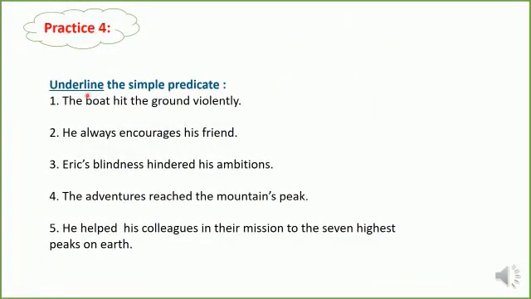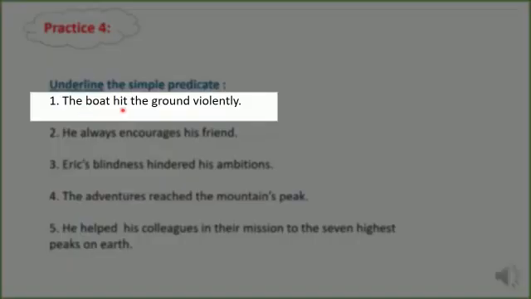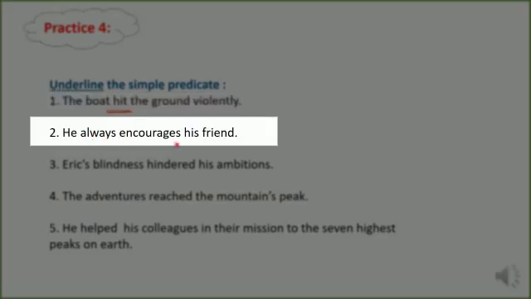Practice 4. Underline the simple predicate. Here we have to underline the simple predicate. It means the main verb in the sentence. The boat hit the ground violently. Here, hit is the simple predicate. He always encourages his friend. Also, encourages is the simple predicate.